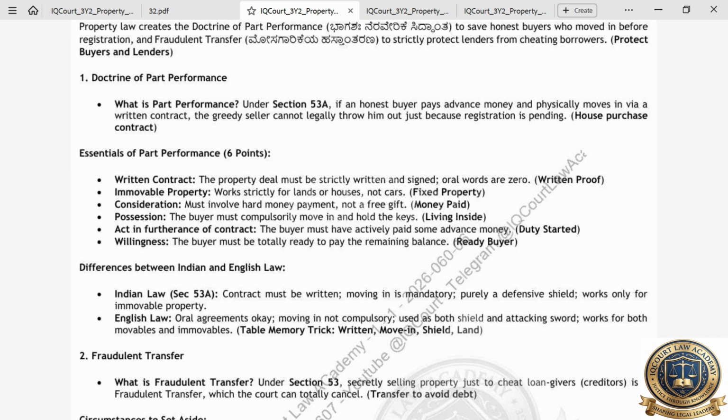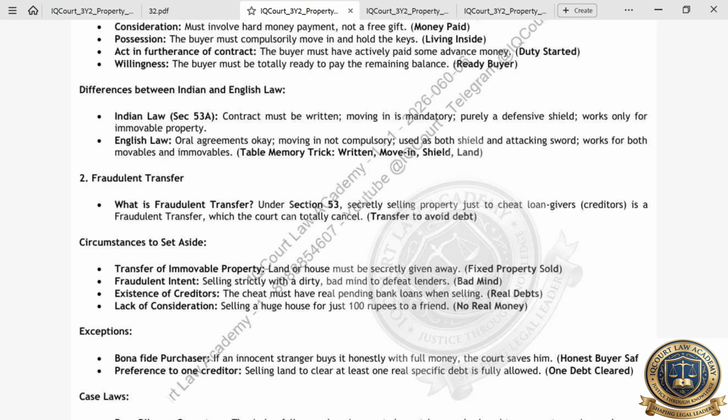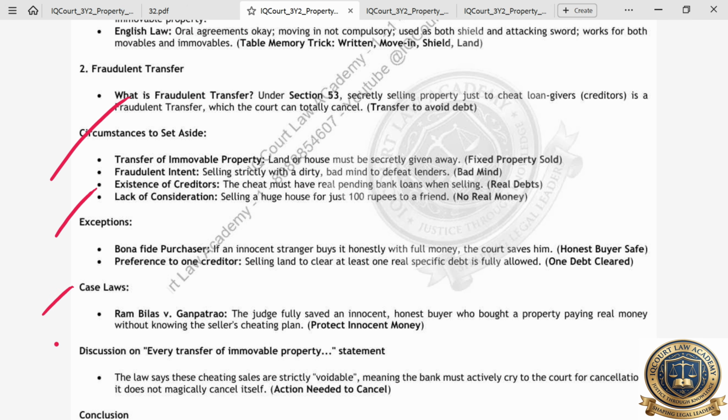These are the essentials: it should be in writing, immovable property, consideration should be there, possession should be there. The buyer must move in and hold the keys. The buyer must actively pay some advance money. Willingness should be there: the buyer must be totally ready to pay the remaining balance. This is very important. Indian case law is not that important, but fraudulent transfer is very, very important. These are the circumstances, exceptions, case laws you have to write.